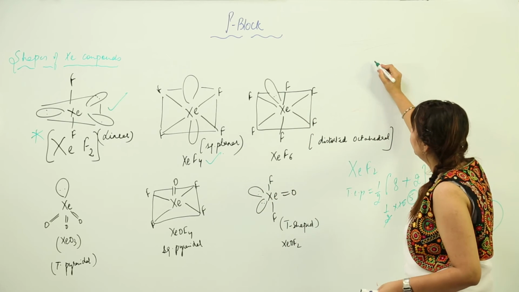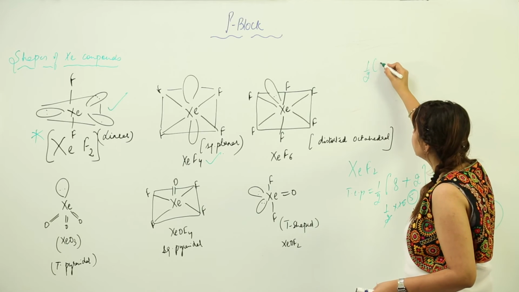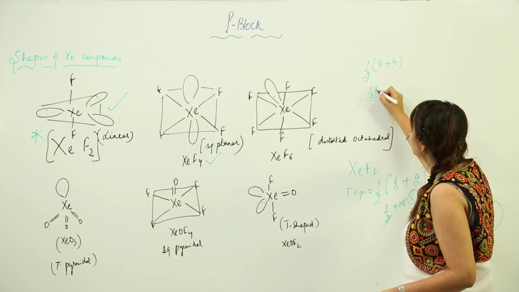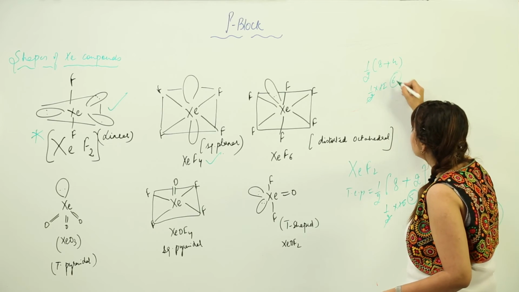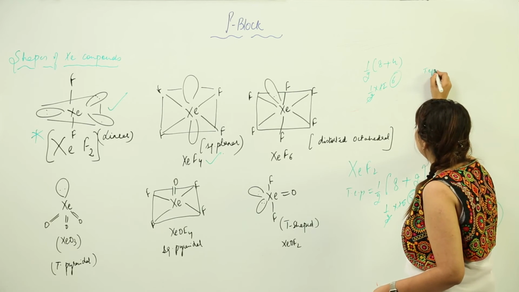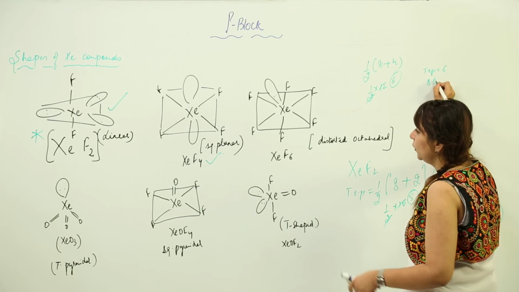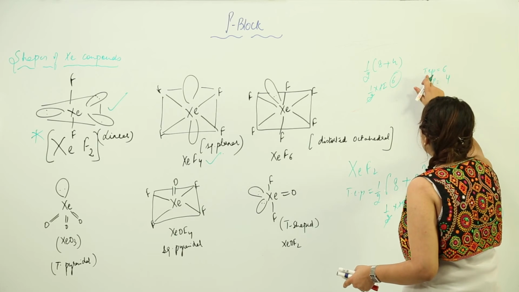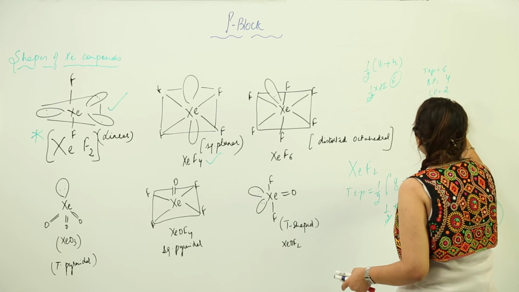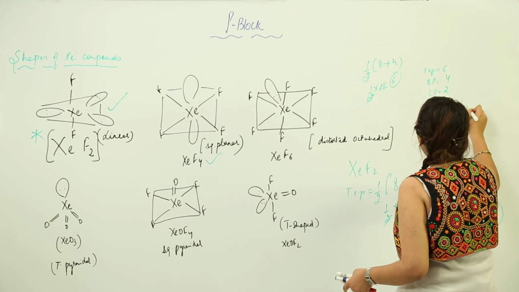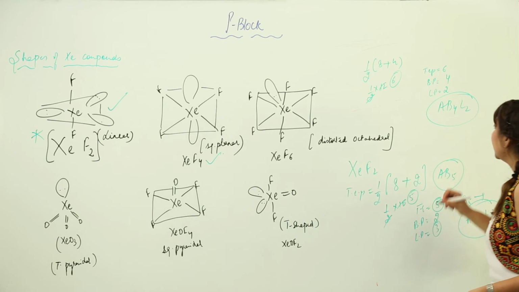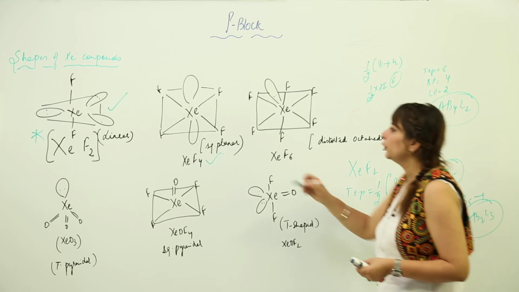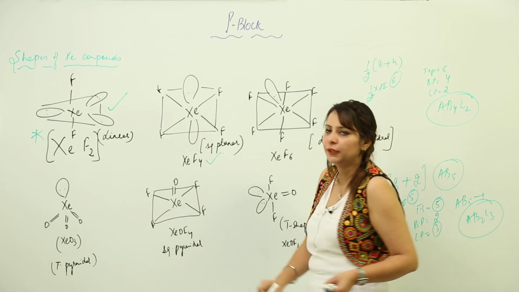Suppose I have XeF4, so again Xe is 8 and F is 4, so it becomes half into 12, which comes out to be 6. Total electron pairs are 6, out of that bond pairs are equal to the number of atoms, that is 4, and lone pairs are equal to total electron pairs minus bond pairs, that is 2. So, it is AB4L2, that means it is a case of octahedral. It has 2 lone pairs, so you are going to arrange the lone pairs in this manner to minimize the repulsion.